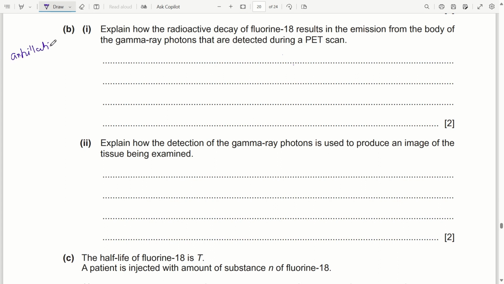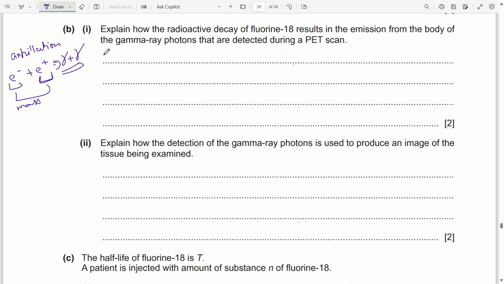And in annihilation, what happens? The electron is a particle, and the beta positive particle is a particle. Both have mass, but when they combine or annihilate, this mass is converted into energy in the form of gamma ray photons. So this is how gamma ray photons are detected during a PET scan.